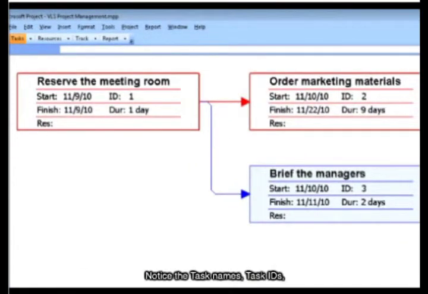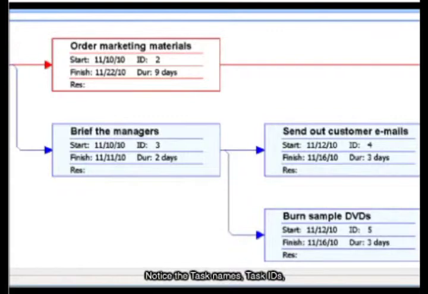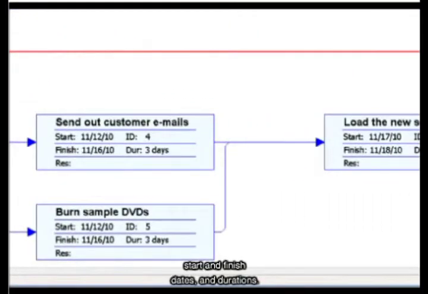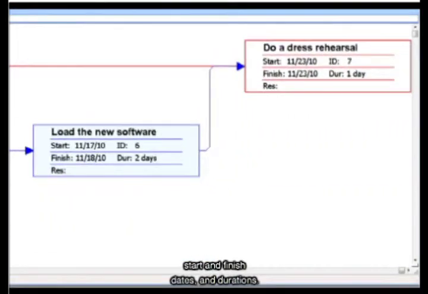Notice the task names, task IDs, start and finish dates, and durations.